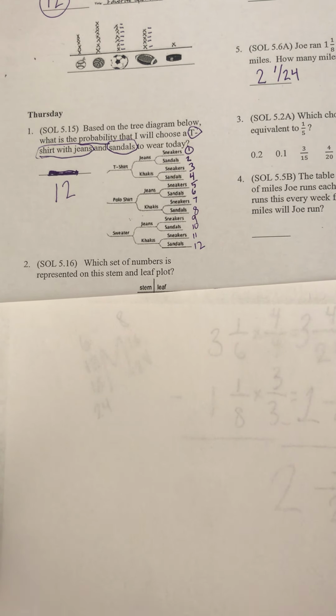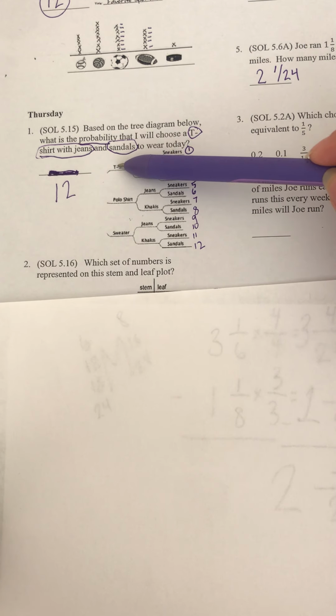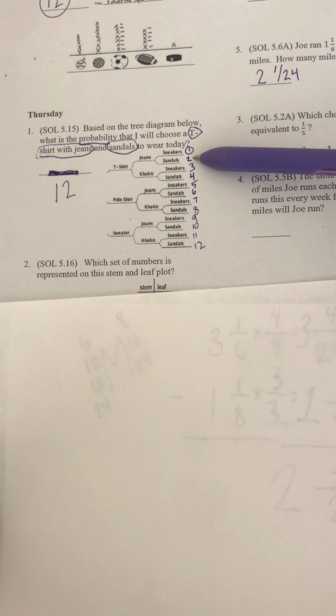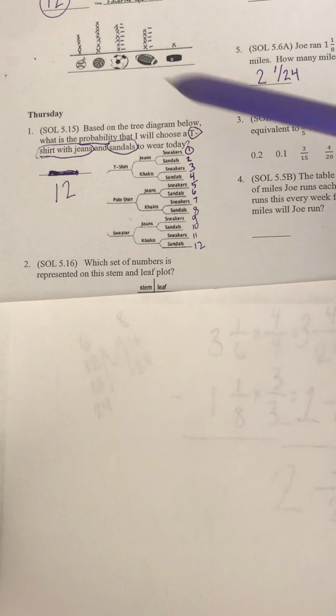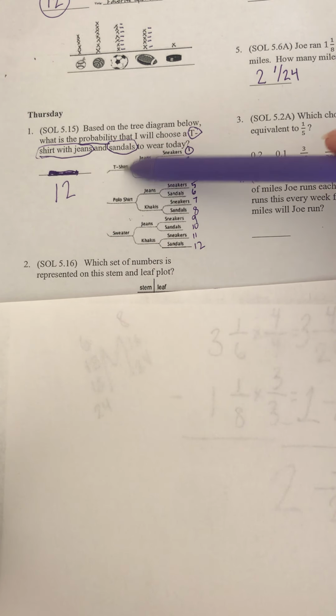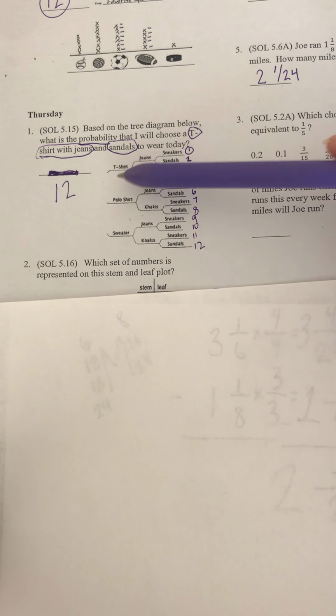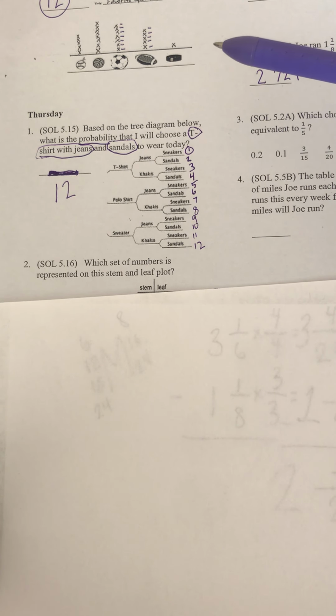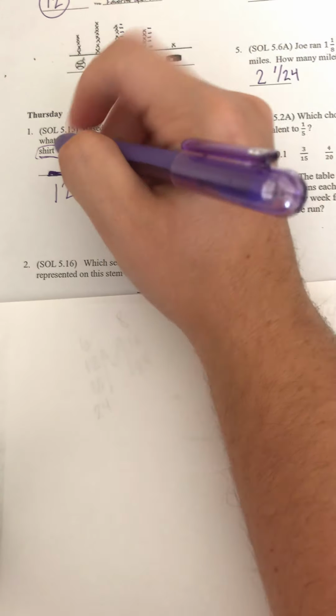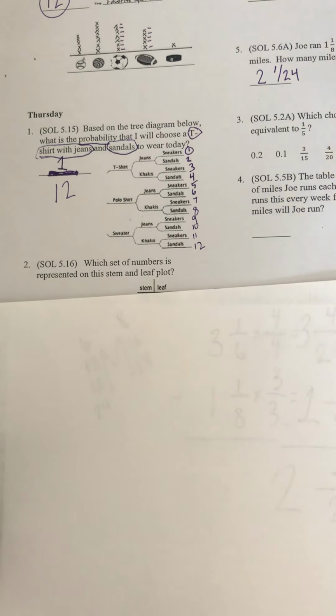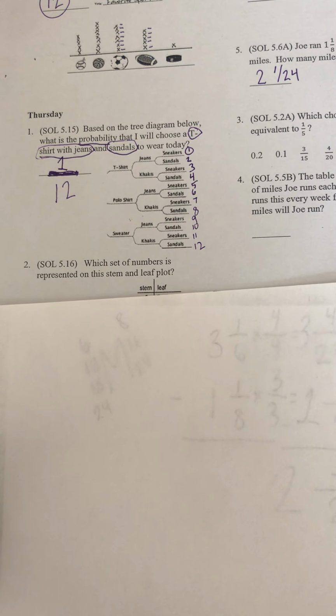Now, I want to know the probability of grabbing the t-shirt, the jeans, and the sandals. So I see t-shirt, I see jeans, and I see sandals, and I see it on here one time. I'm going to check over my list. This says t-shirt, jeans, and sneakers. This says t-shirt, khakis, and then sneakers or sandals. So again, I only see t-shirt, jeans, and sandals come up one time. So the probability is 1 out of the 12 outfits. Okay?